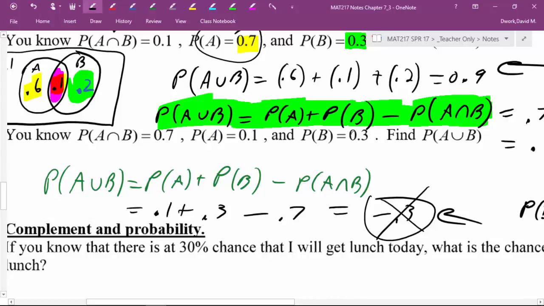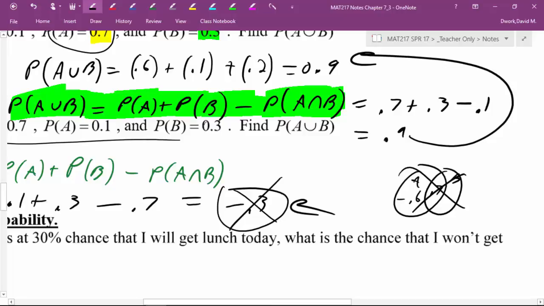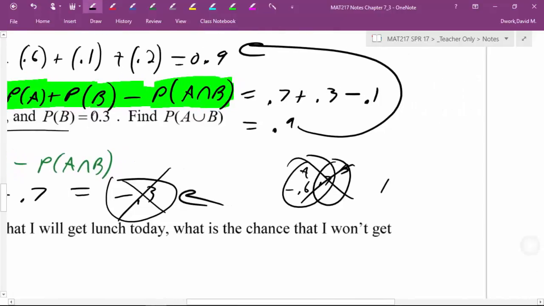So what that means is, I dare you, try to draw the Venn diagram of this. It's not possible. You can't have an overlap of 0.7 and have the whole thing only be 0.1, right? If this is A and this is B, how do I have an overlap here of 0.7 and then have the whole thing add up to make 0.1? What is this, a negative 0.6? That makes no sense. So this whole problem is nonsense, not possible.